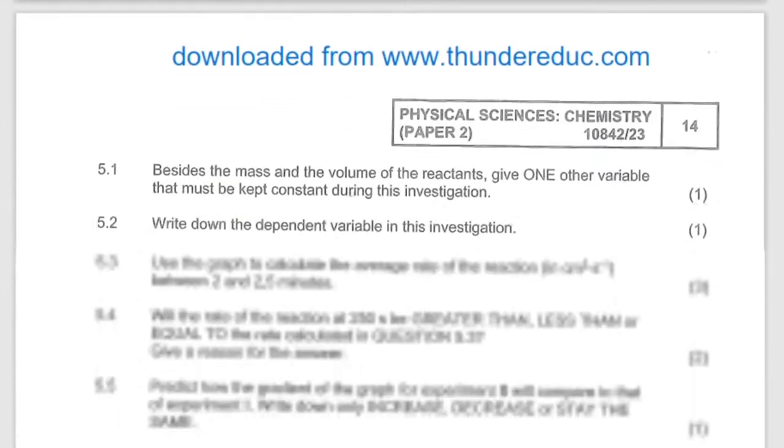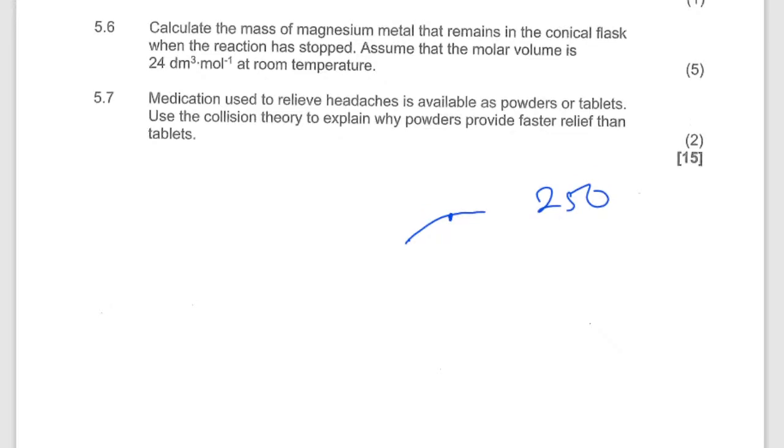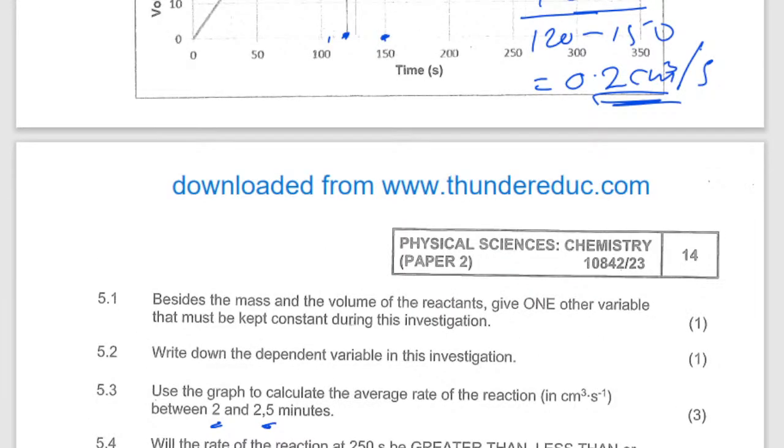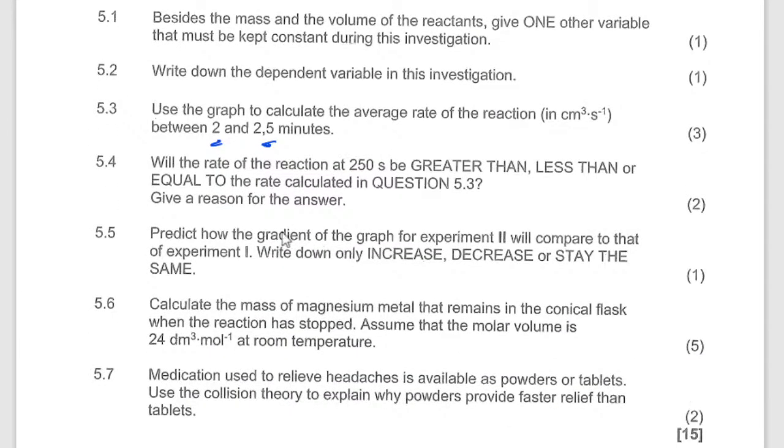What are they saying about the next question? The next question, they are saying that, will the rate, okay, then predict how the gradient of the graph for experiment 2 compares to experiment 1, right? Increase, decrease, or remain the same?